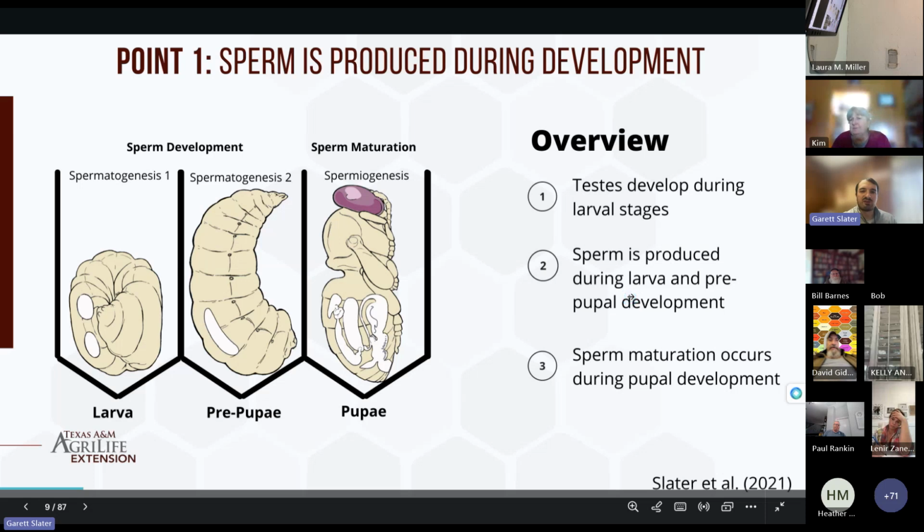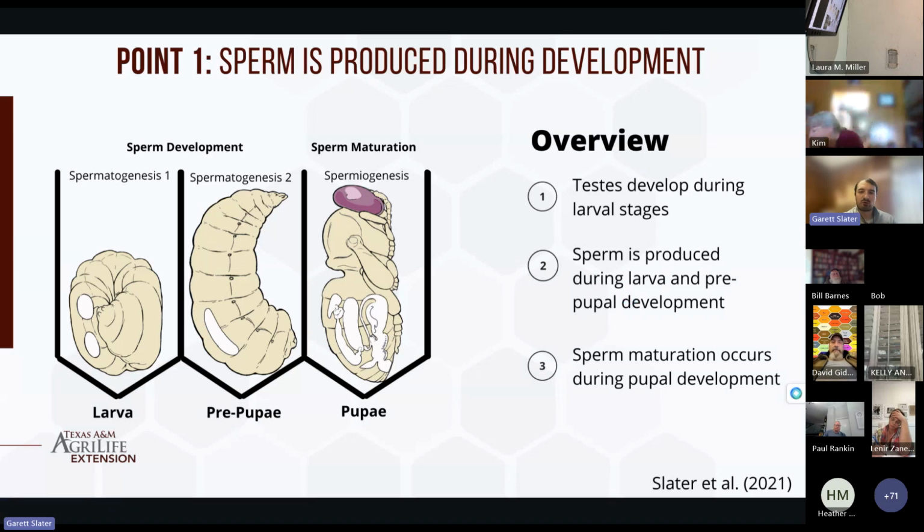Okay, so point number one is sperm is produced during development. Like I talked about last stage, honeybees go through holometabolous development. What that means is they're reorganizing tissues and shifting from a larval stage all the way into a pupa or adult stage, so they're basically switching forms. When an egg hatches, the larva is really small, about the size of a grain of rice, and that larva gets bigger and bigger each day, and they go through about 5 molts.